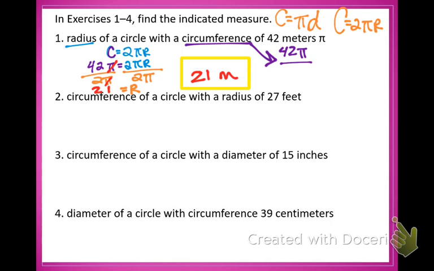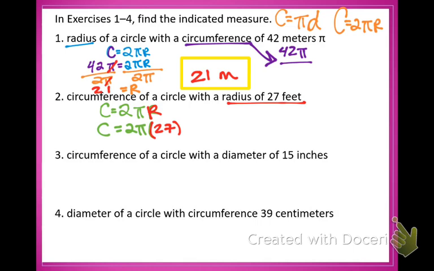Number 2, the circumference of a circle with a radius of 27 feet. So which formula are we going to use here? 2 pi r. We have the number 27 feet. What does 27 feet represent? The radius. So we keep C equals 2 pi, and then we're going to plug in 27 for the radius.